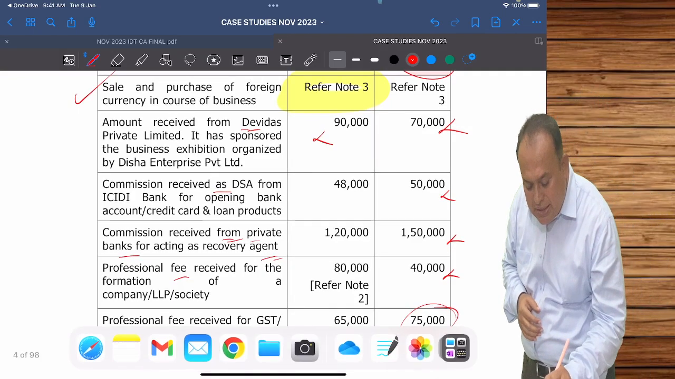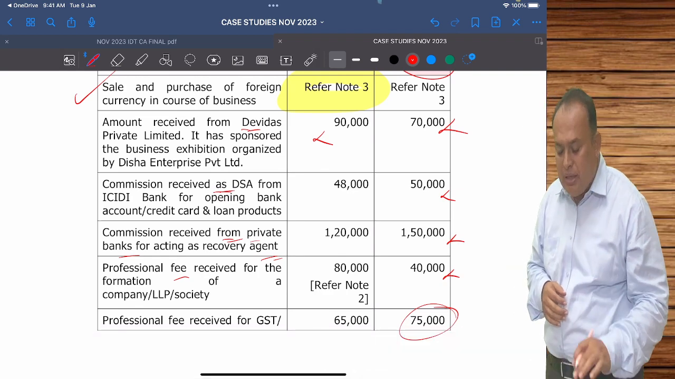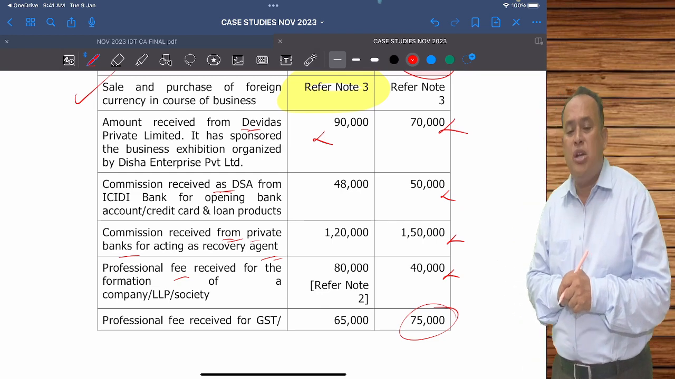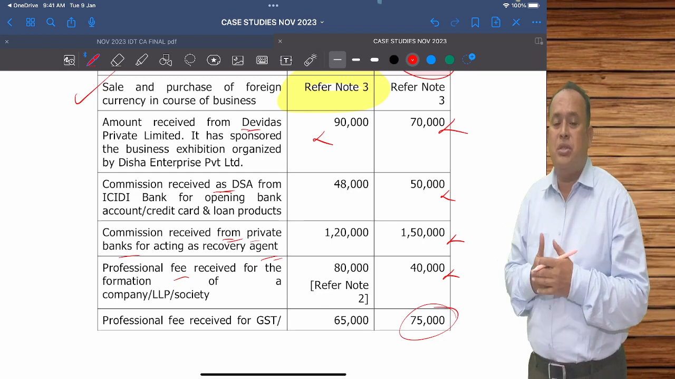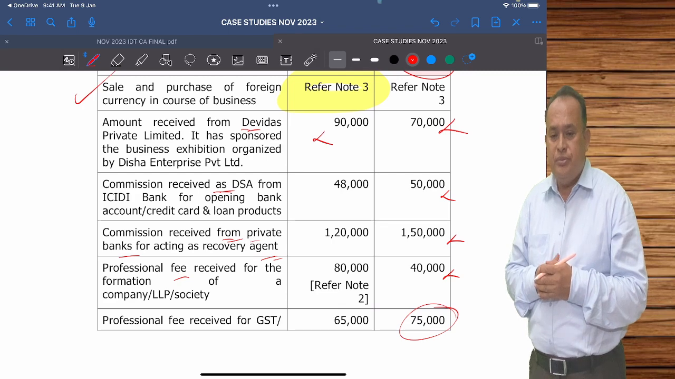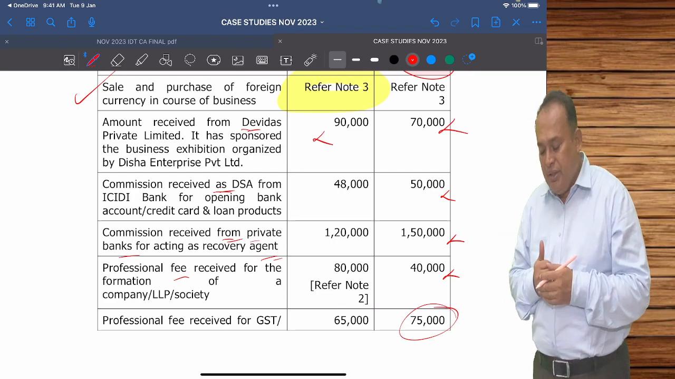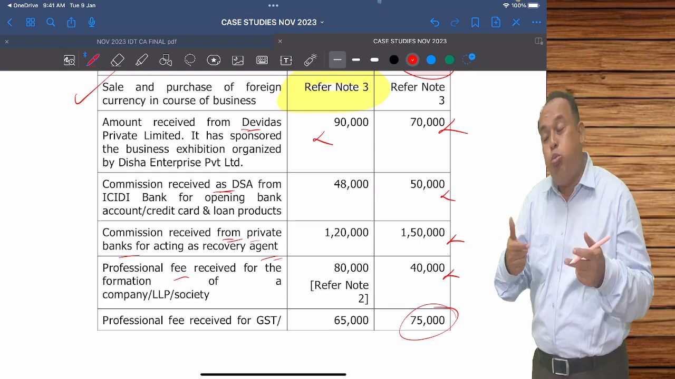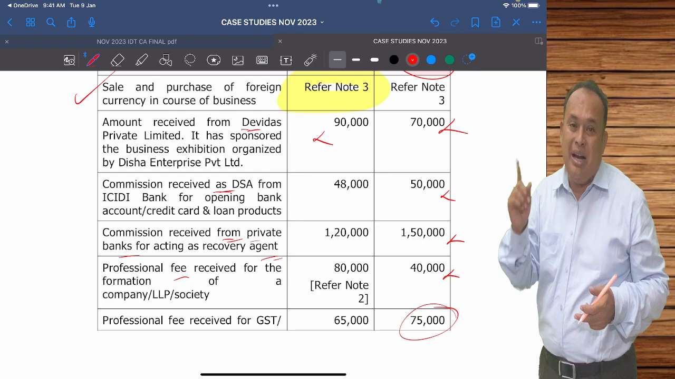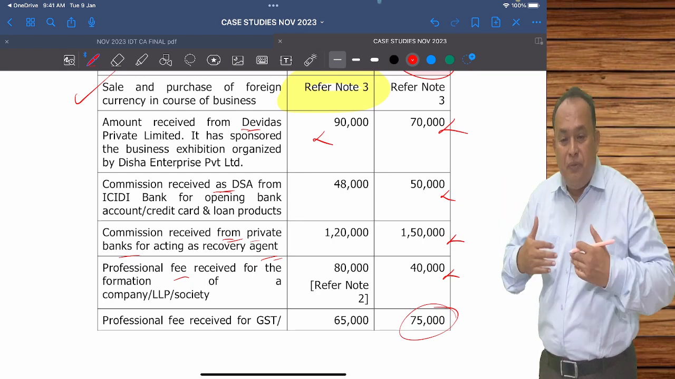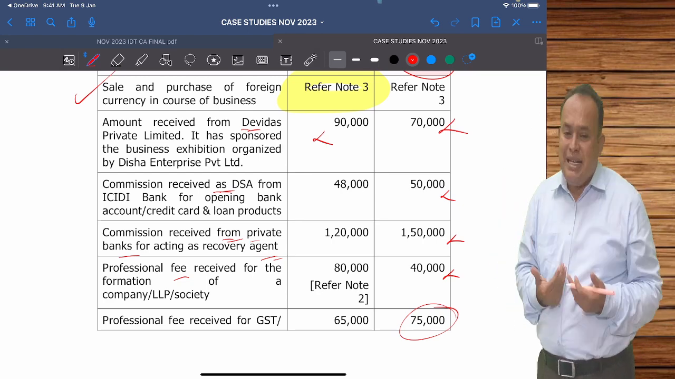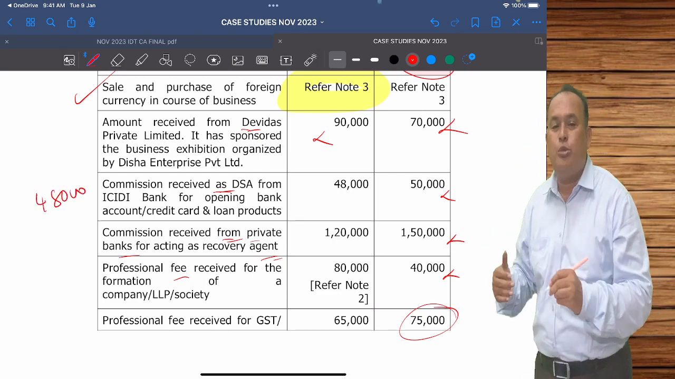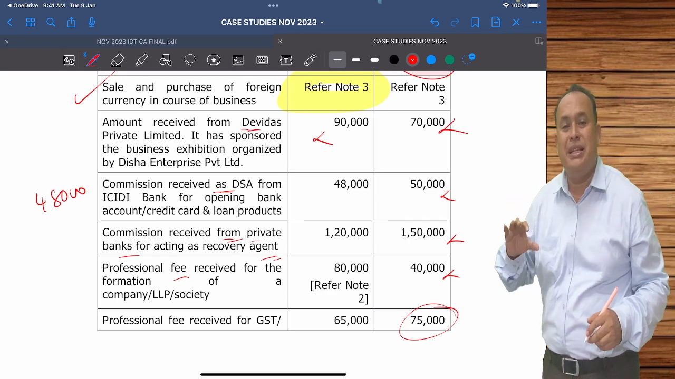Further, commission received as a direct selling agent from ICIDI Bank for opening bank accounts. Sir, if an individual direct selling agent provides services to a banking company, it is not RCM, it is a forward charge. Disha Enterprises is liable to pay GST. So 48,000 is one of our taxable output supplies in the month of September by the Kolkata office.